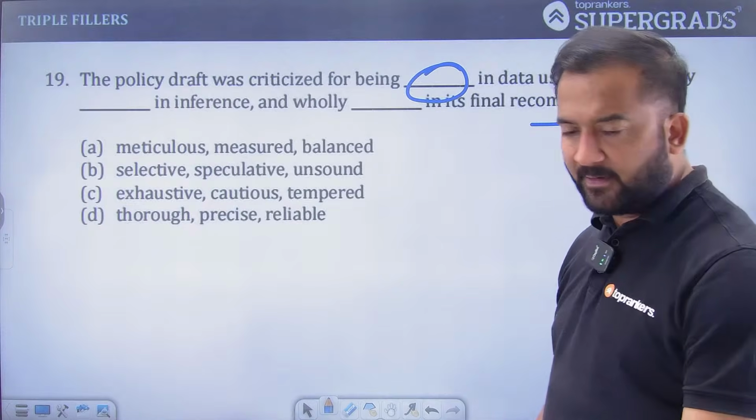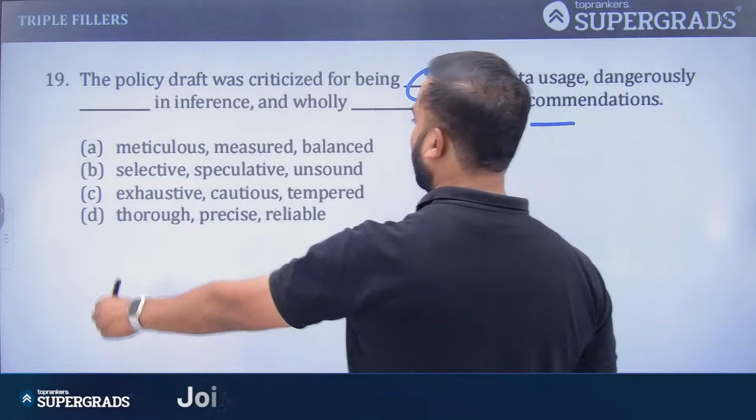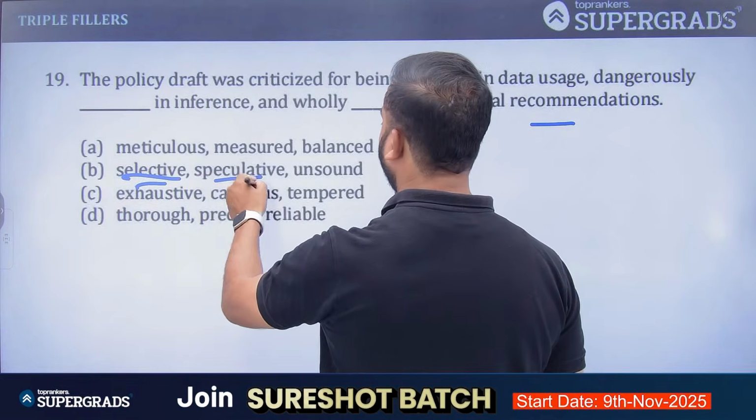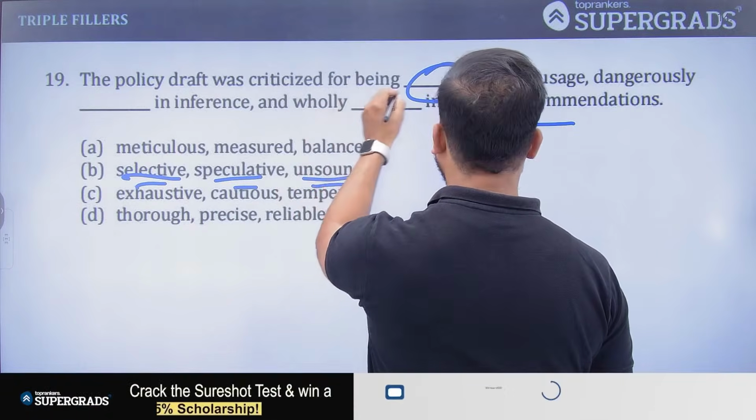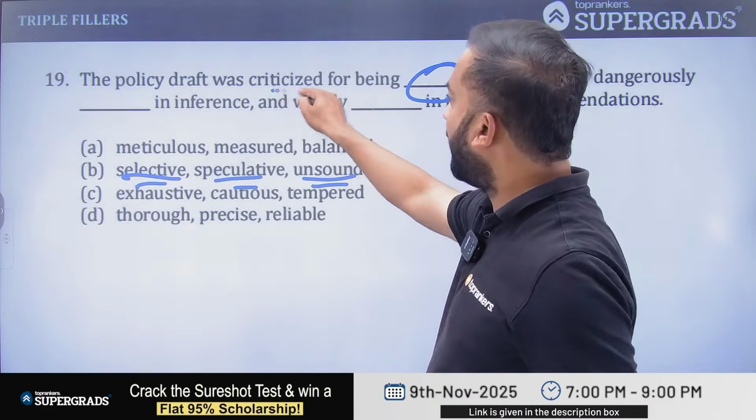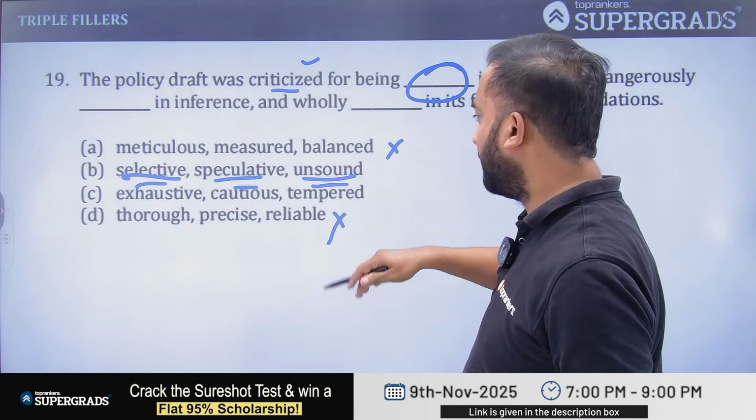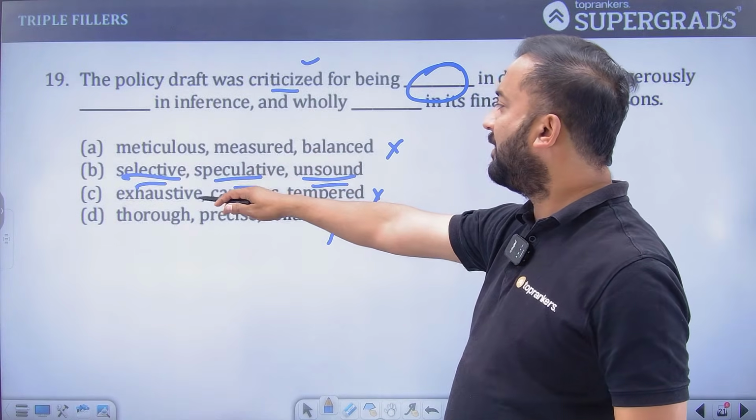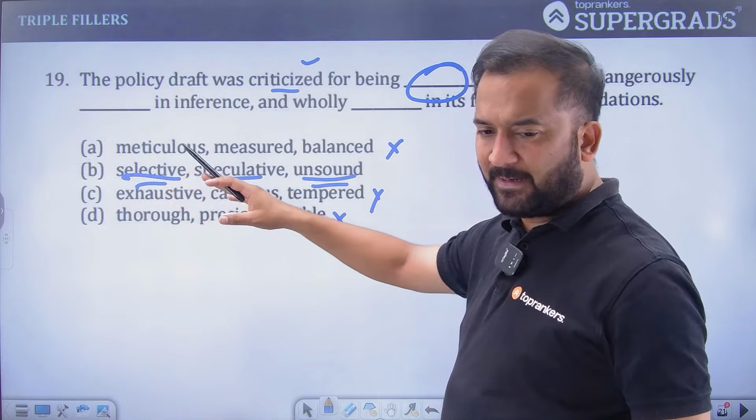Correct answer here is option B. Criticized for being selective in data usage, dangerously speculative in inference, and wholly unsound when it comes to final recommendations. अगर wholly balanced होता तो it would have not been criticized. ठीक है? Wholly reliable होता, again not possible. Tempered हो सकता था, but in the first one, second be speculative or cautious. These are similar words. इस पे टेंशन नहीं लेना है.